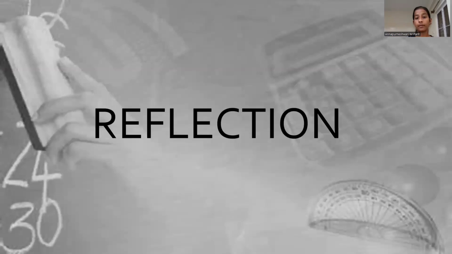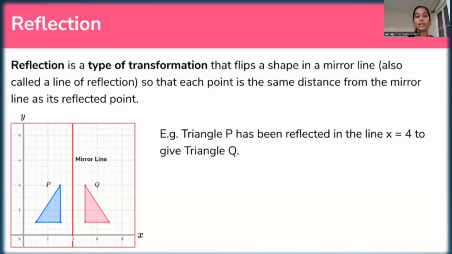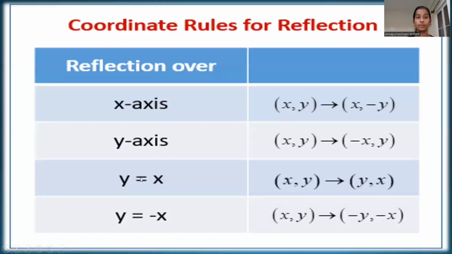The next topic is reflection. Reflection is a type of transformation that flips a shape in a mirror line so that each point in the shape is the same distance from the mirror line as its reflected point. For example, triangle P has been reflected in the line x equals 4 to give triangle Q. And this is an example of a reflection.